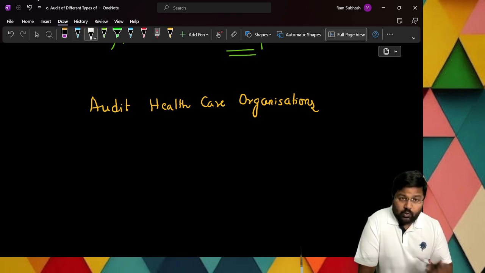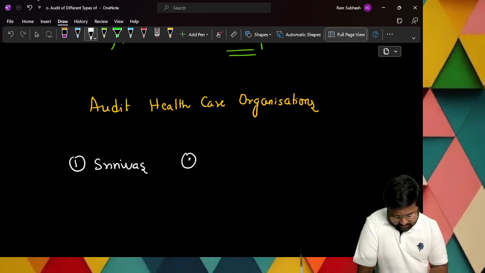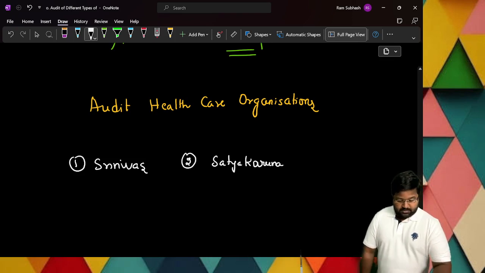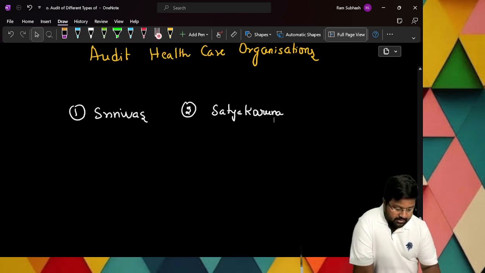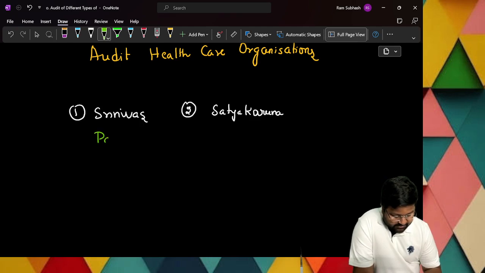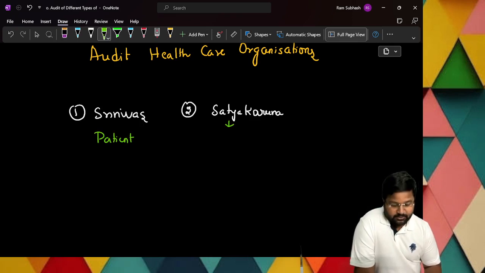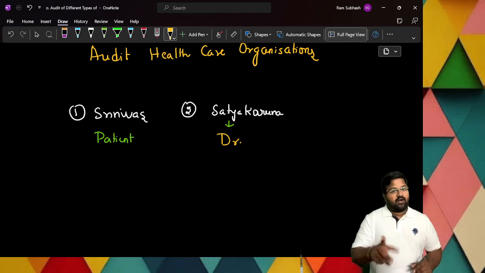There are two guys. The first guy's name is Srinivas, and the other guy's name is Satyakaruna. In our example, Srinivas is a patient, and automatically if one guy is a patient, the other guy will be the doctor. So this guy is a doctor. Satyakaruna, it's a genuine name. He is a truthful guy and also kind hearted.